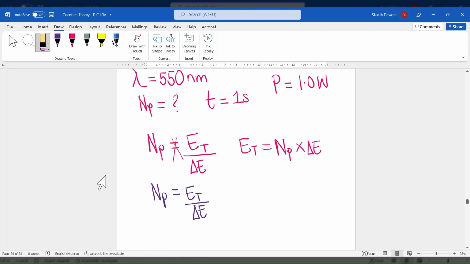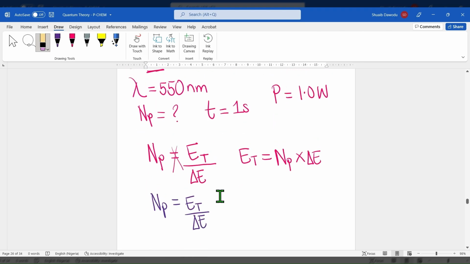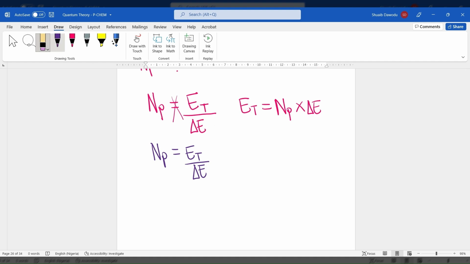Now, I want to quickly mention this. You're going to be wondering, how do we find the total energy and how do we find the energy of each photon? We know from our knowledge of physical chemistry and quantum theory that the energy of a photon is simply equal to Planck's constant times the frequency. So we can easily substitute. So N_p is now going to equal, the bottom is just Planck's constant multiplied by frequency. Now the top is asking, what is the total energy?